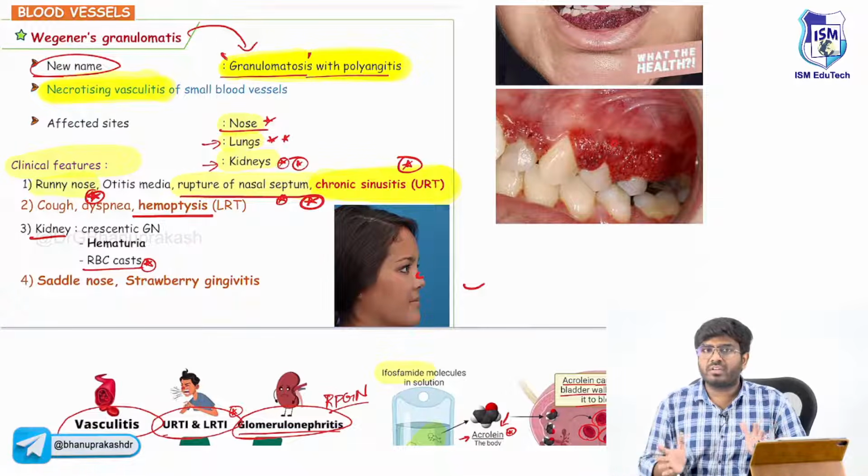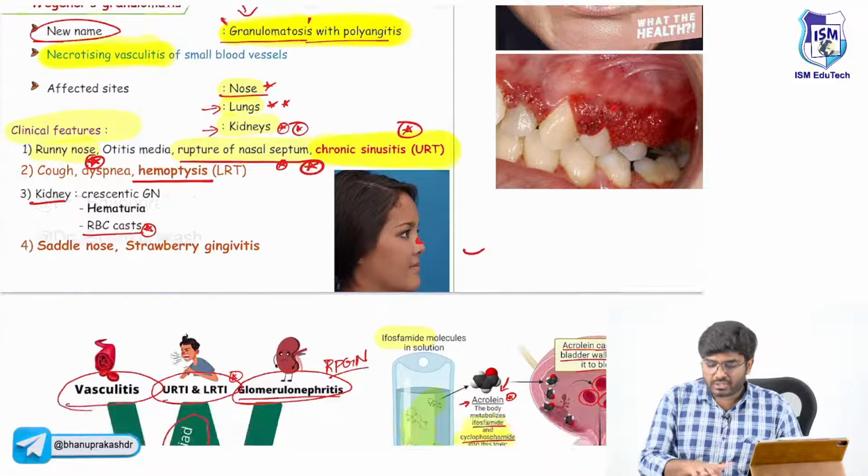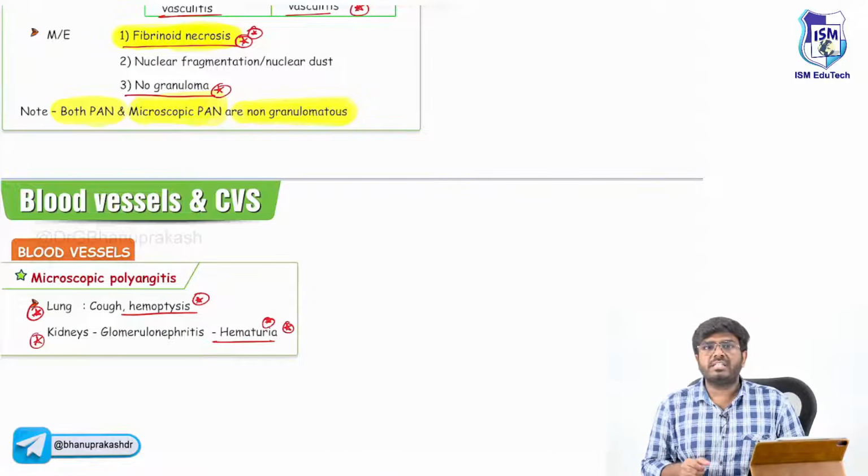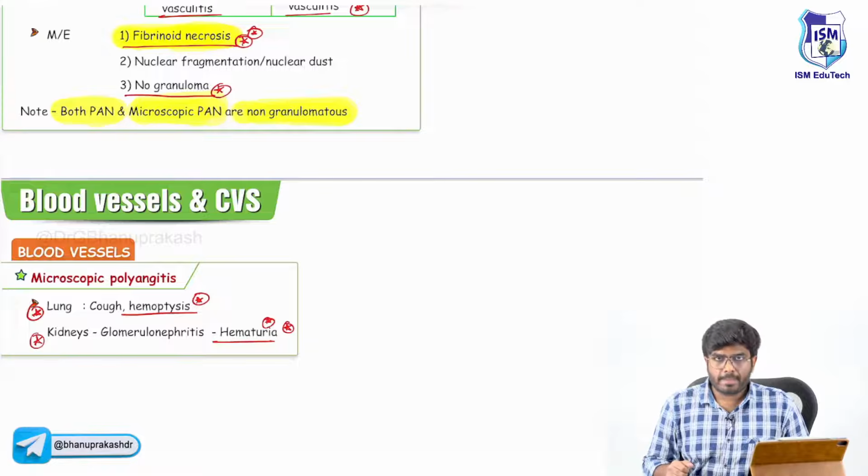Based on the other features, you should differentiate, because in both Wegener's granulomatosis as well as microscopic polyangiitis, hemoptysis and hematuria are seen.